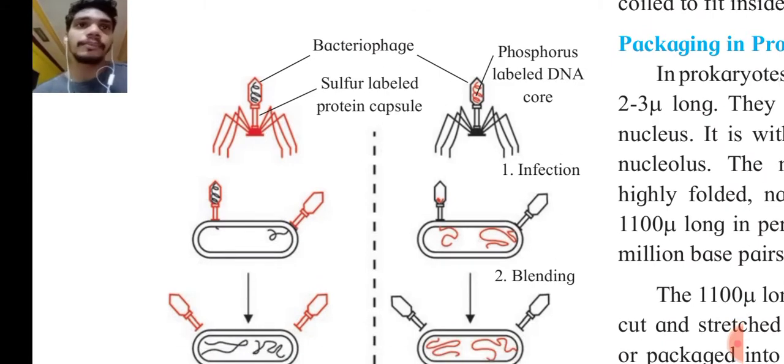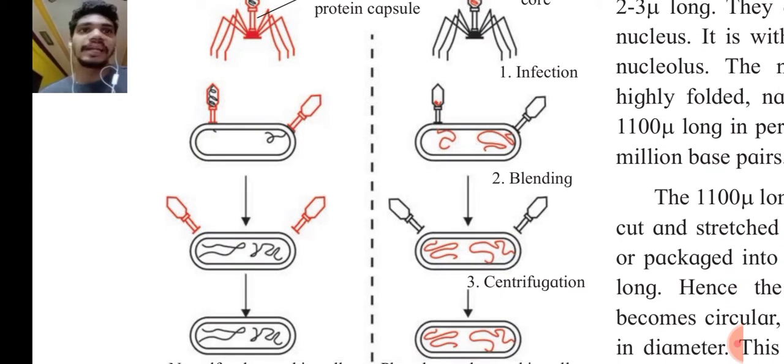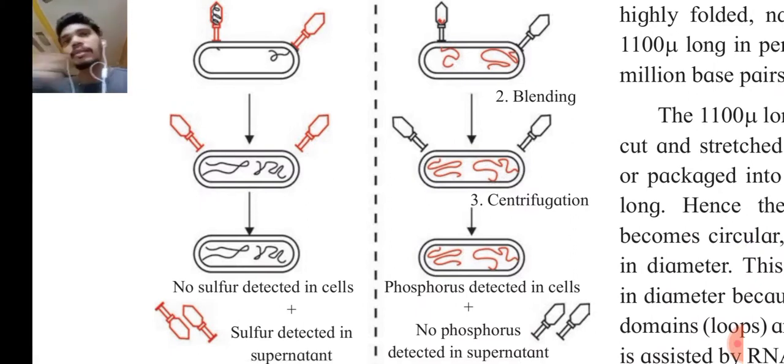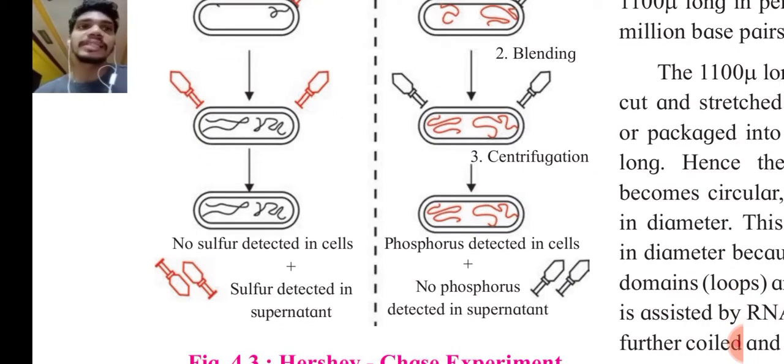See, here is a diagram. Bacteriophage is there, where we have included what? See here, first infection is there, then blending is there. Blending means we have to add something into that. Then centrifugation, the machine is there. After that, whatever is inside contains the nucleic acid, it comes out. So that is the centrifugation. Then phosphorus is detected in the cell. That means it detects the phosphorus.